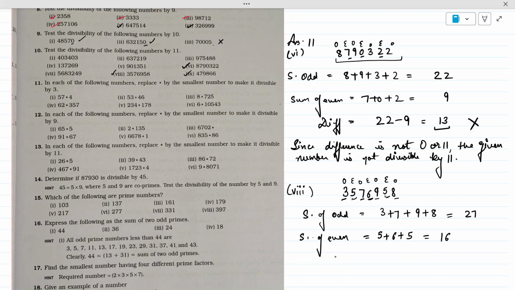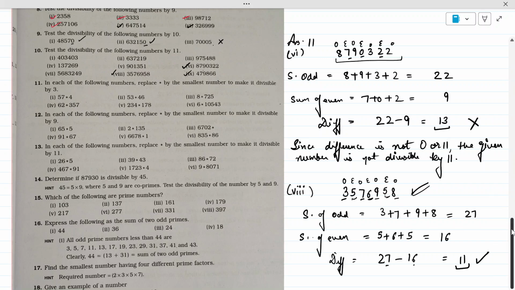Right? And now the difference is 27 minus 16. 7 minus 6 is 1, 2 minus 1 is 1, so we have 11. And again, 11 is a multiple of 11. It is divisible by 11. So this complete number is also divisible by 11, because the difference here is 11.